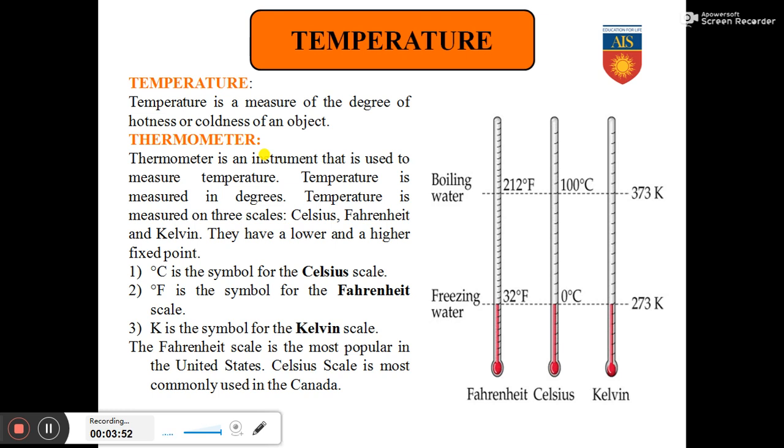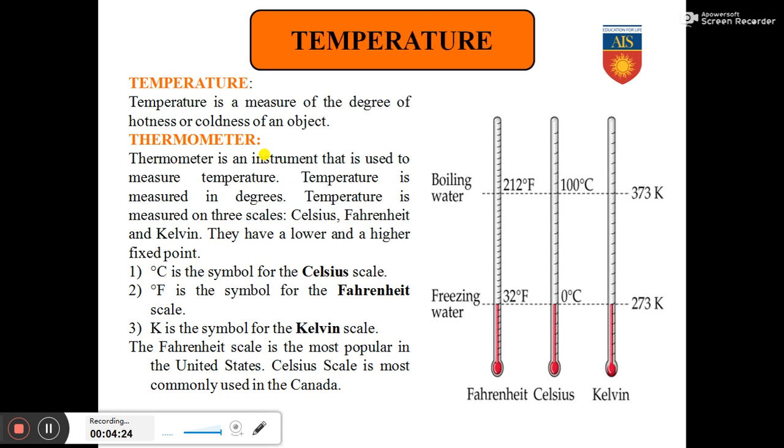Temperature is always measured in degrees. You must be hearing about the three scales which are Celsius, Fahrenheit and Kelvin, and all these scales have a lower fixed point and a higher fixed point, and usually these lower and higher fixed points are in terms of the freezing point of water, that is the temperature where the water starts freezing, and the boiling point of water, that is the temperature at which the water starts boiling.